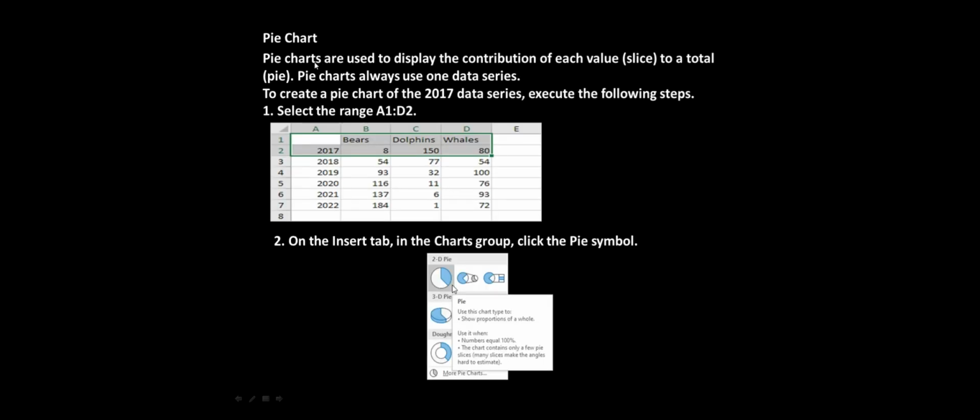Similarly, you can have a pie chart, which is used to display the contribution of each value in a sliced manner out of the total pie. That's the whole contribution. So here we have the data series. You have to select the data series in this specific way, go to the Insert tab, go to the specific chart type, and select it. Once it is selected, you can have the specific result as the output.